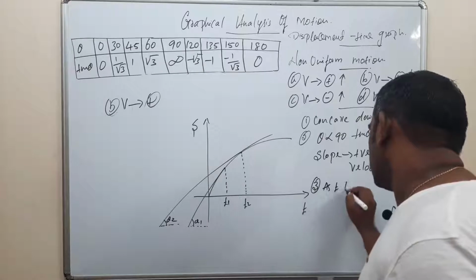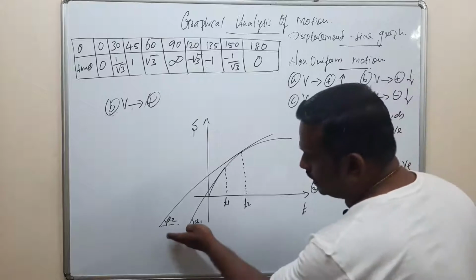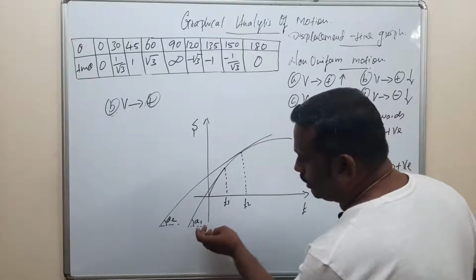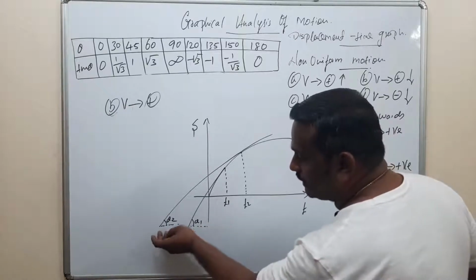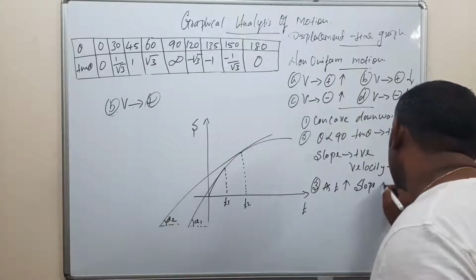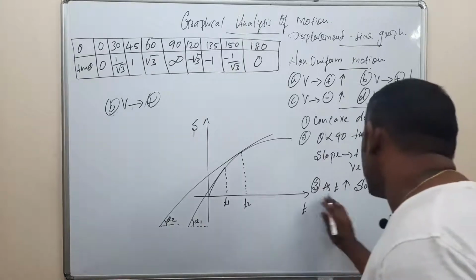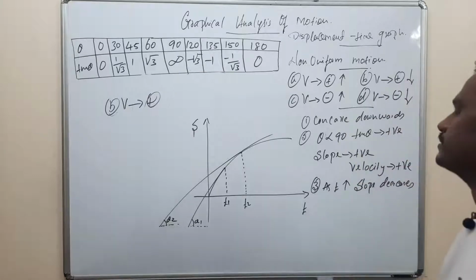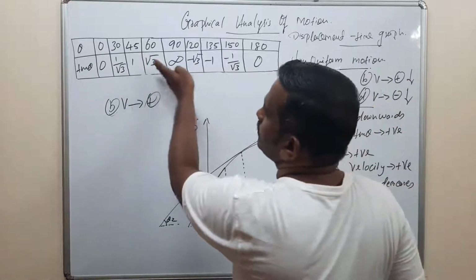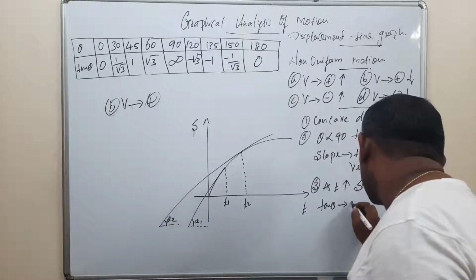as time increases, if you look at the graph, the slope of the tangent at t1 is greater than the slope of the tangent at t2. As time increases, slope decreases. Slope decreases means the angle value decreases, and on the positive side, tan theta value decreases. So tan theta decreases.